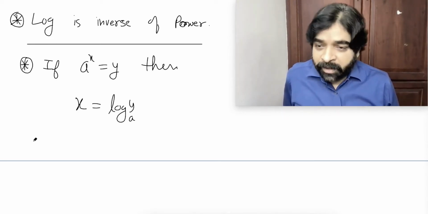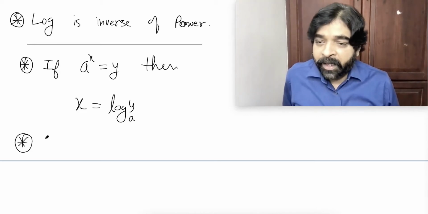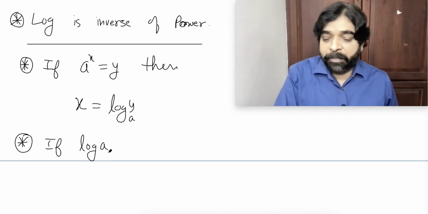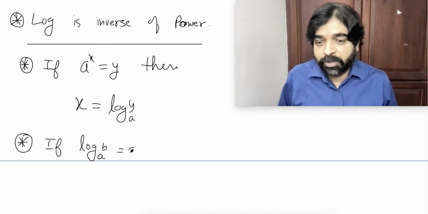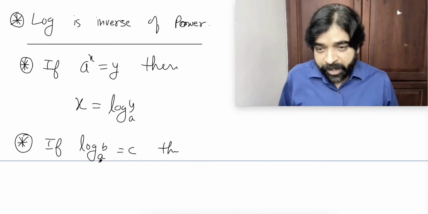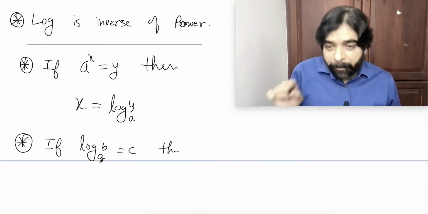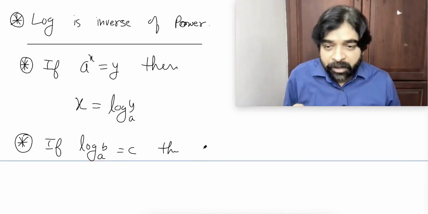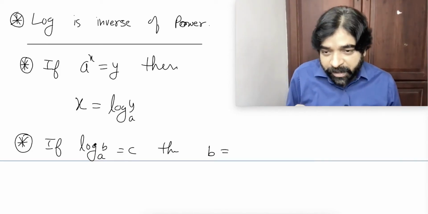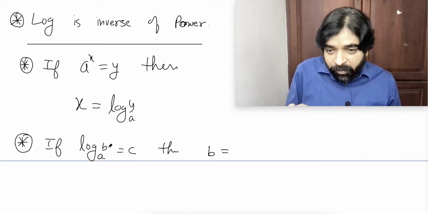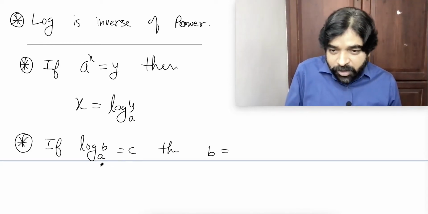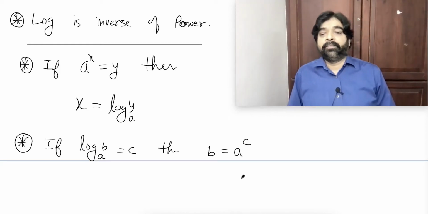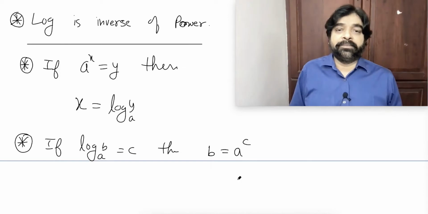Am I right? Same way, suppose I say log b base a equals c. Then if you send log to the other side, the base of the log will become the base of the number, because they are inverse to each other. So b will be equal to, if log goes to the other side, what will be left? b will be left. Log always goes with the base, so it will become the base of this. Have you understood?